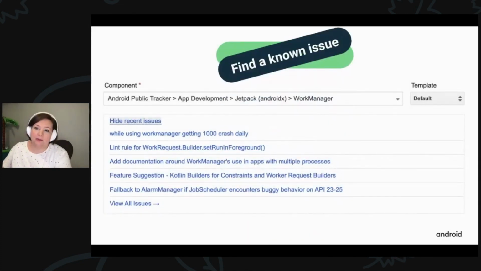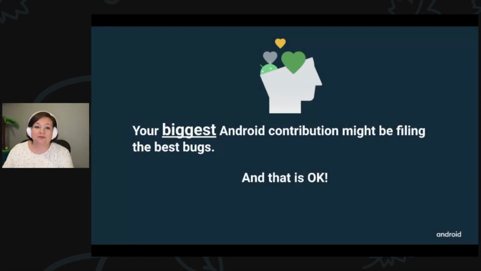When you're filing a bug, you can look through recent issues to see if someone else has already filed something similar. If so, starring their issue and leaving a comment with any additional details is better than filing a new one. So your biggest contribution to Android and AOSP might be filing the best bugs. And that's okay. If you leave here today and don't ever write a line of code in Android, you will still have contributed in a major way by filing good bugs.